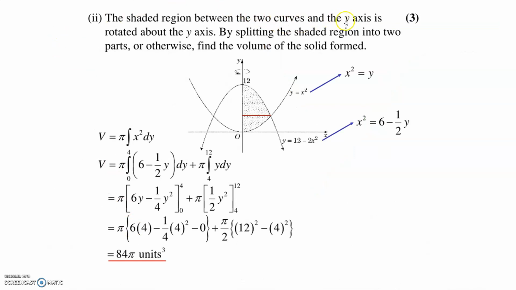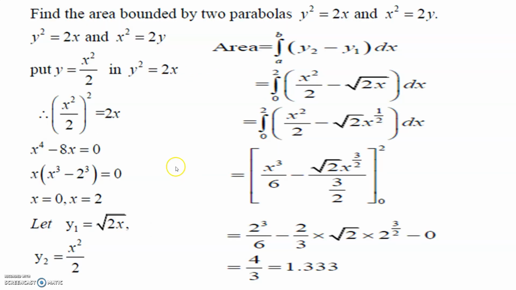The shaded region between two curves and the y-axis is rotated about the y-axis; by splitting the shaded region into two parts, or otherwise, we have to consider finding the volume of the solid. So before going to volume, we have to discuss the area of the parabola first.